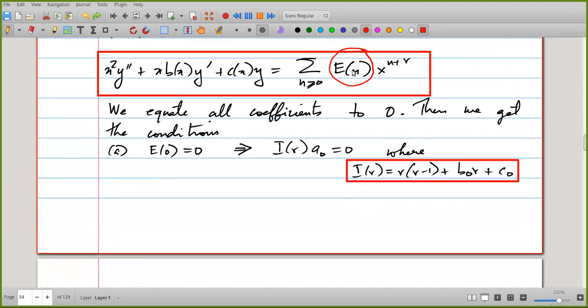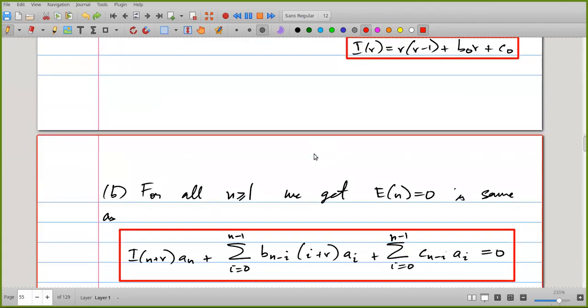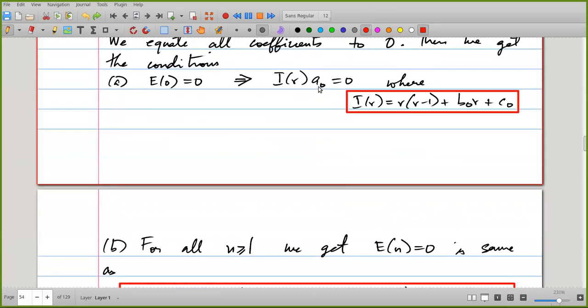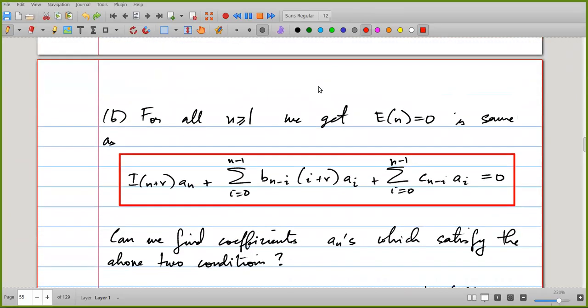So E_0, the coefficient when n is equal to 0, is I(r) a_0. We want this to be 0, that's one thing. And for all n greater than or equal to 1, the expression E_n is the left-hand side of this equation. So when we want E_n to be 0, that's the same as saying that we want this expression to be 0.